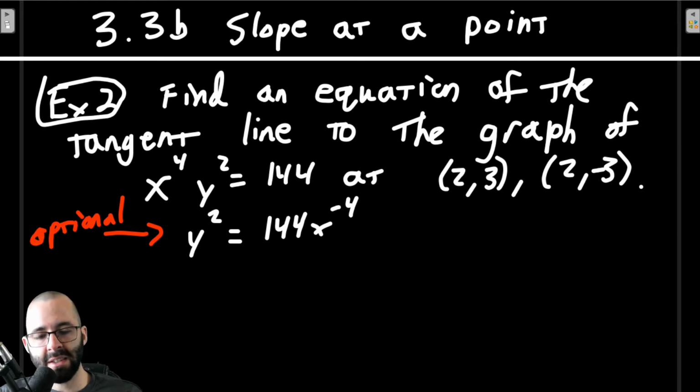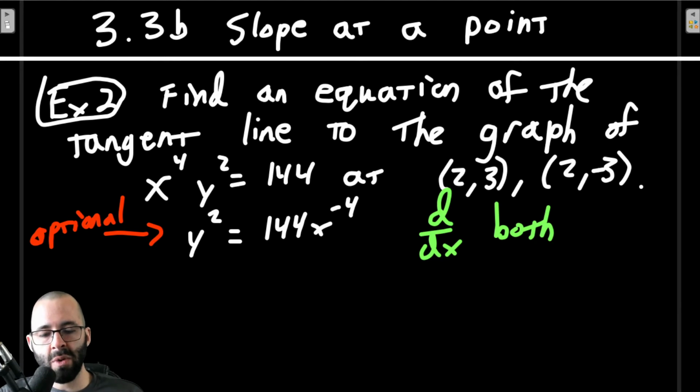All right, and now we d/dx both sides. Okay? So again, d/dx both sides. When you take the derivative of the left-hand side, it's going to be 2y times y prime. Implicit differentiation. Derivative of the right-hand side, bring down the 4.